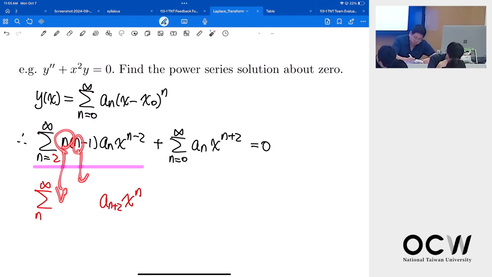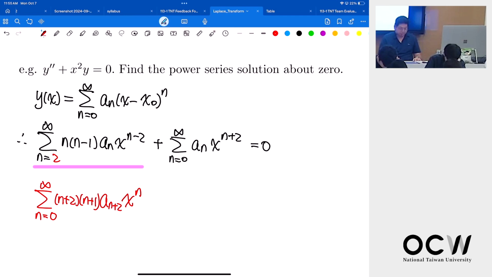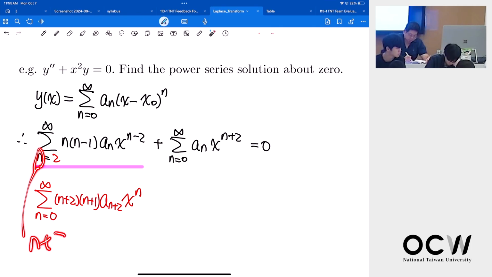So you have m plus 2 times m plus 1, and the n is from 0 to infinity. Right, because this n becomes n plus 2 equals 2. So n is from 0 to infinity. Okay?